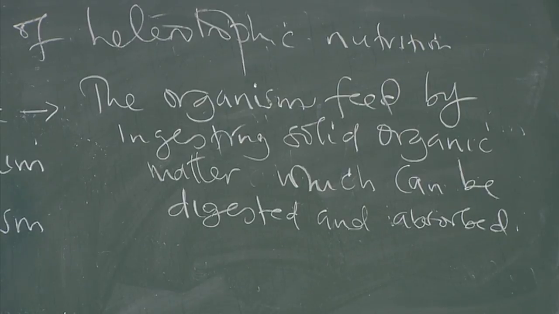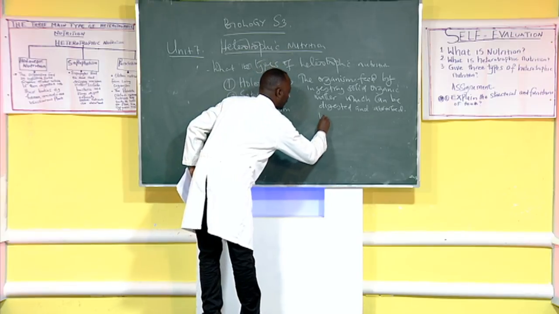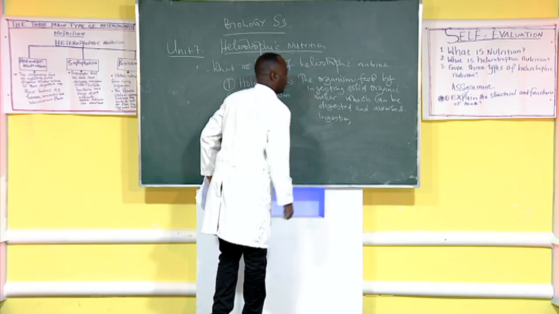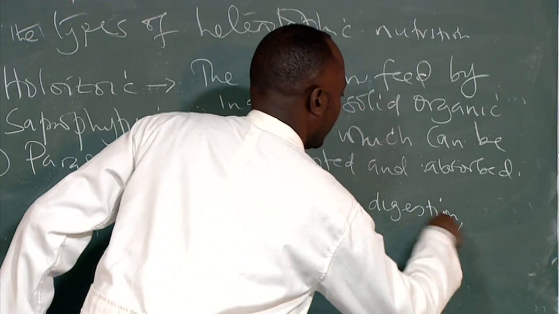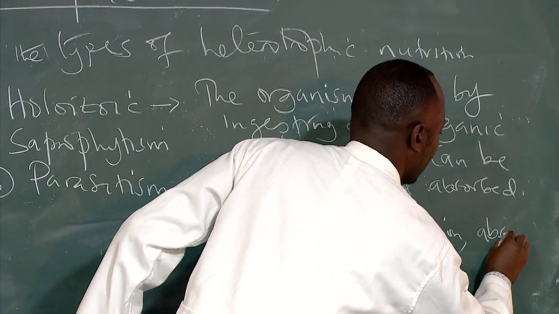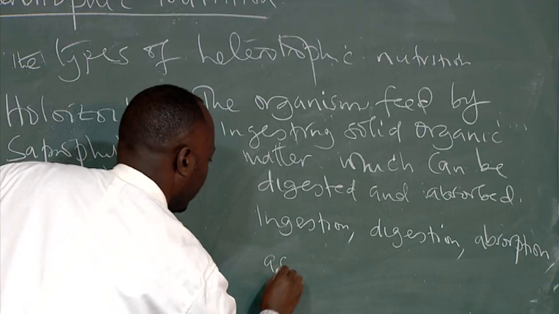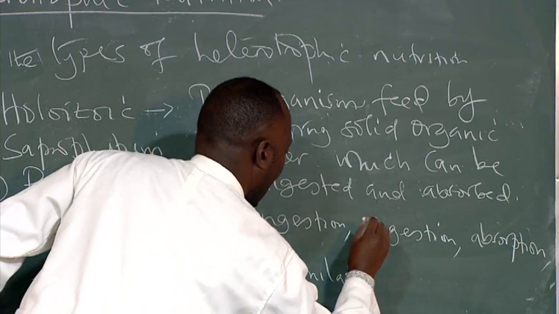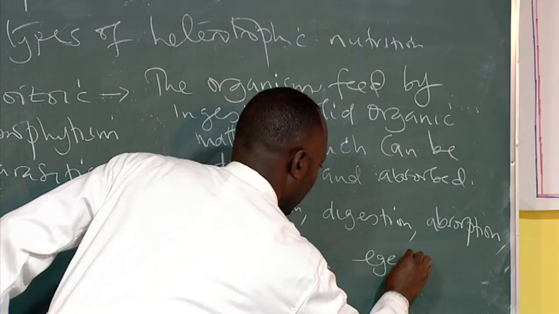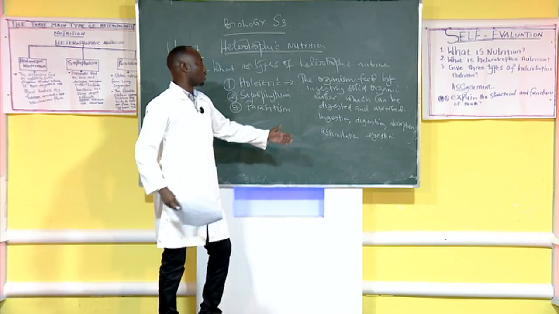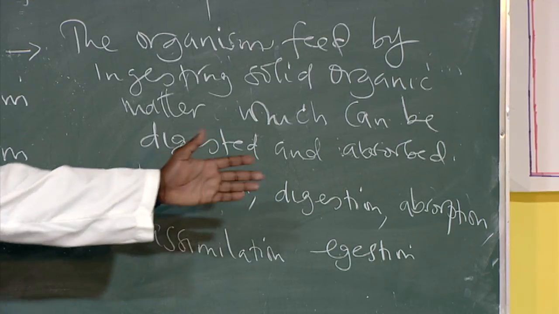Here we can talk about the five steps of digestion. The food has to be ingested. There is what you call ingestion, that is number one. There is digestion. There is absorption. Then there is assimilation. And lastly is what you call ejection. Good. I think all of you know what we call ingestion, digestion, absorption, assimilation, and ejection.